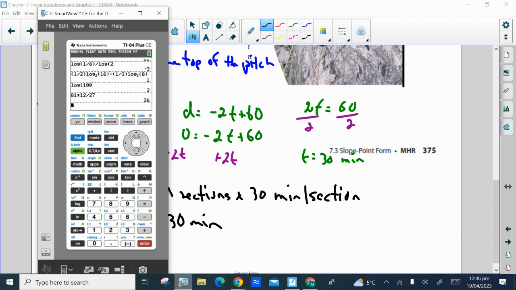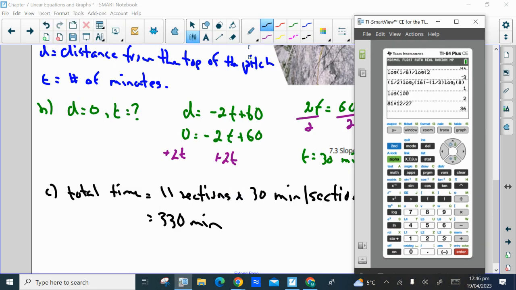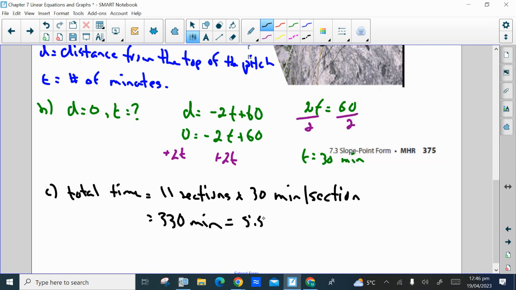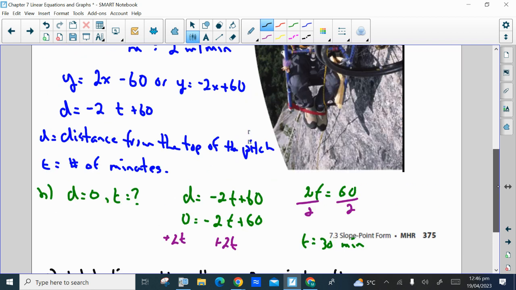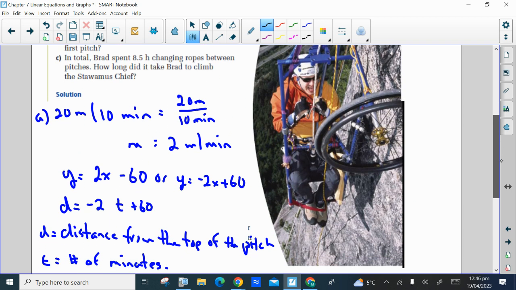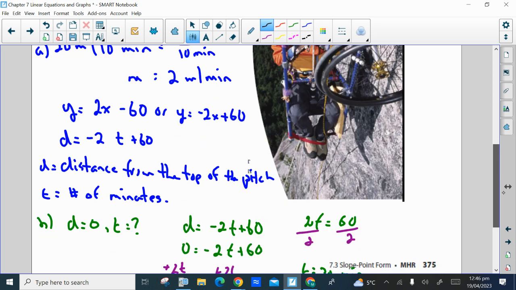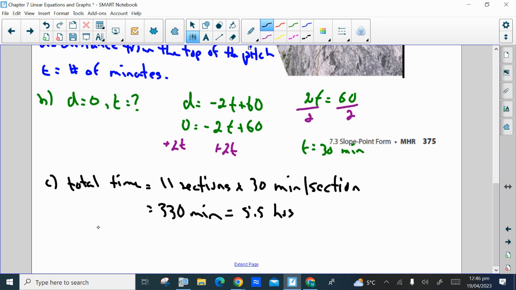which, if I convert that into hours, there are 60 minutes in every hour. So we divide 330 by 60. That's 5.5 hours. And then we are told above that he takes a total of 8.5 hours to change ropes between each pitch. So our total time will be found by adding 8.5 and 5.5 together, which is 14 hours. That's how long it would take him to do that climb. A total of 14 hours.